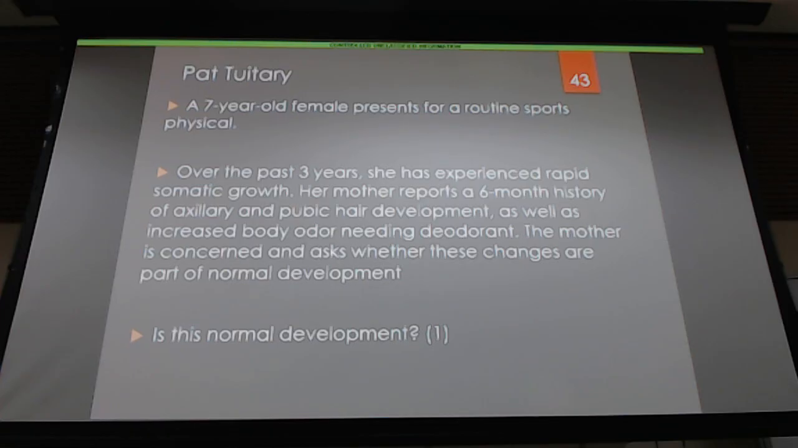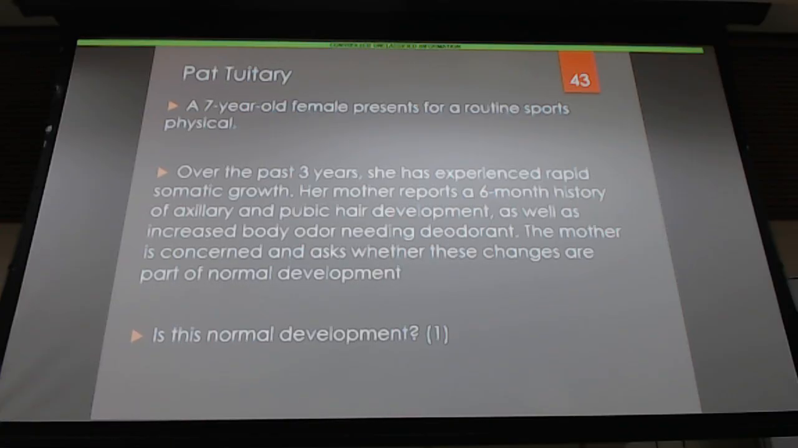Okay, we have pituitary. We have a 7-year-old female who presents for a routine sports physical. Over the past 3 years, she has experienced rapid somatic growth. Her mom reports a 6-month history of axillary and pubic hair development and increased body odor, so she's already needing deodorant. Her mother is concerned and asks whether these changes are part of normal development.